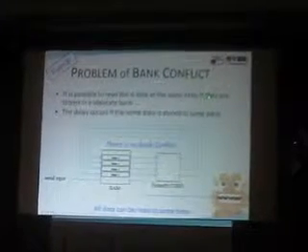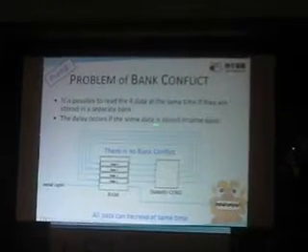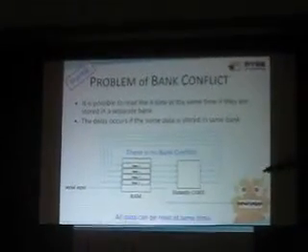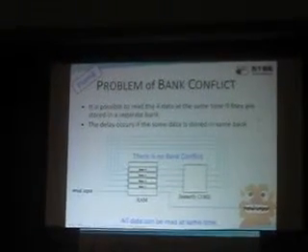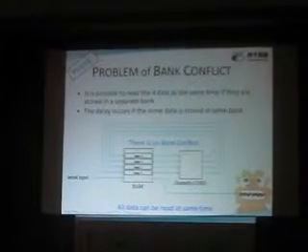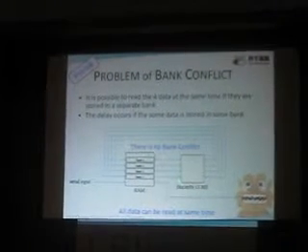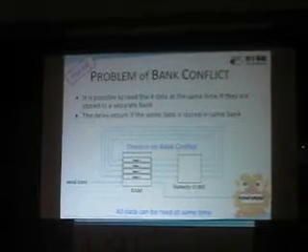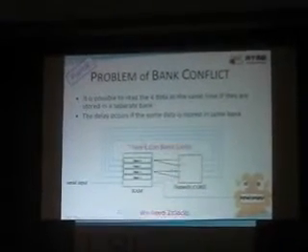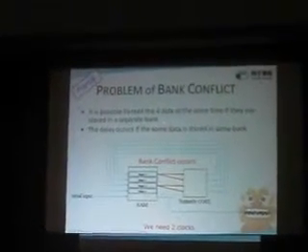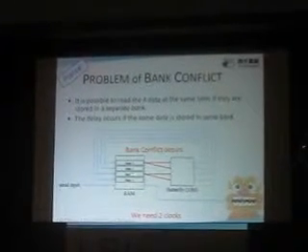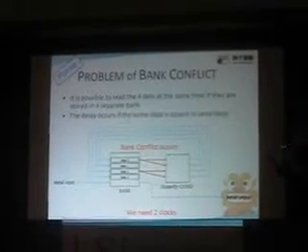Okay, however, I have a problem of bank conflict. It is possible to read the 4 data at the same time if they are stored in separate banks. Please look at this figure. In this case, there is no bank conflict. So we can read 4 data at the same time in one cycle. On the other hand, in this case, the delay occurs if the same data is stored in the same bank. So we need 2 clocks to read them.